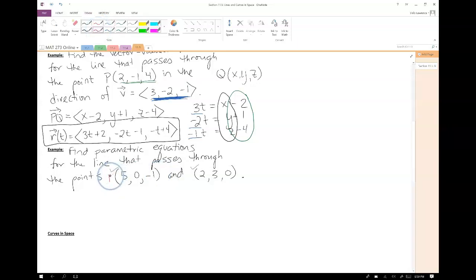So I'm just going to call them R and S. And our direction vector, I'm going to make by calculating vector RS. So we're going to do the S components minus the R components. 2 minus 5 is -3. 3 minus 0 is 3. And 0 minus -1 is +1. If both of those points are on the line, then the vector that we create using them will point in the same direction as our line, and we can use it as our direction vector. And then now we could use either one of those points, R or S, to set up our parametric equations.